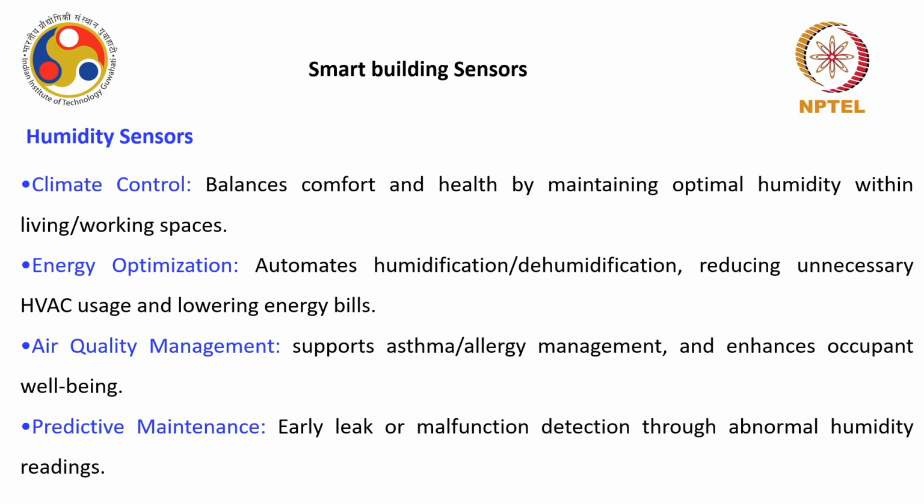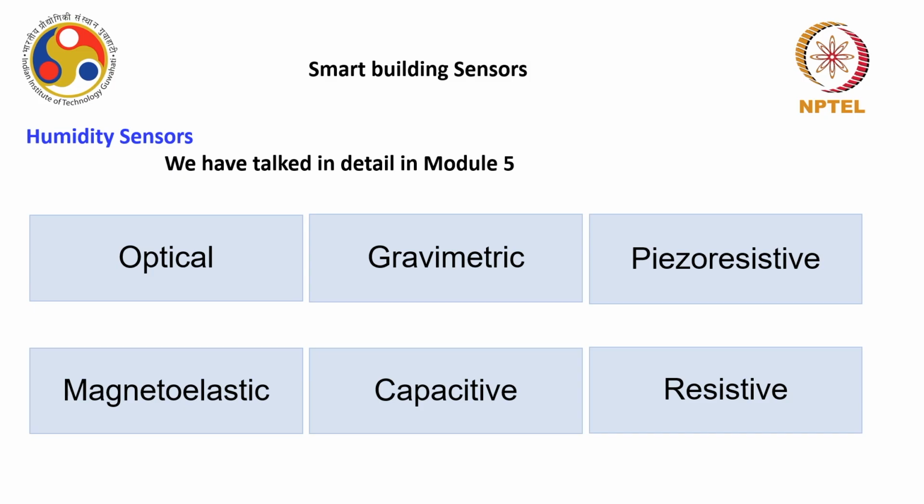It also helps in air quality management by supporting allergy management, and it enhances the occupants' well-being by doing this. Then it also supports predictive maintenance, particularly early leak or malfunction detection through abnormal humidity readings, in certain systems where there is a chance of humidity increasing due to leakage, particularly those systems which require water for their operation, like chillers and other things.